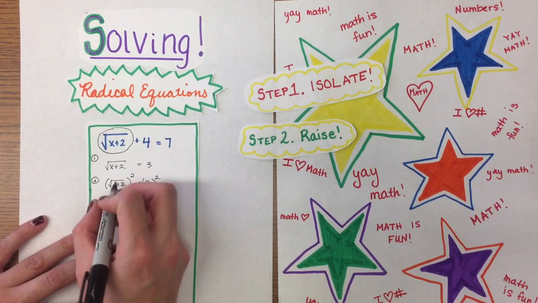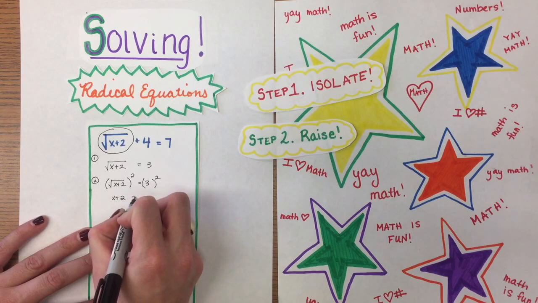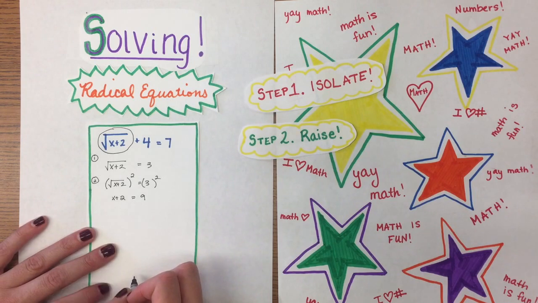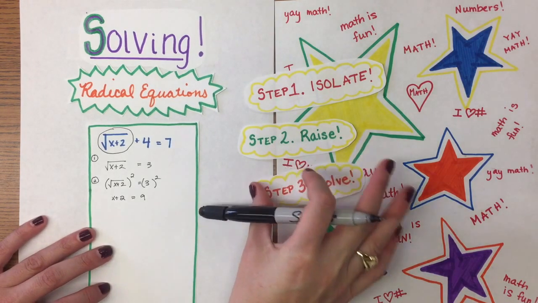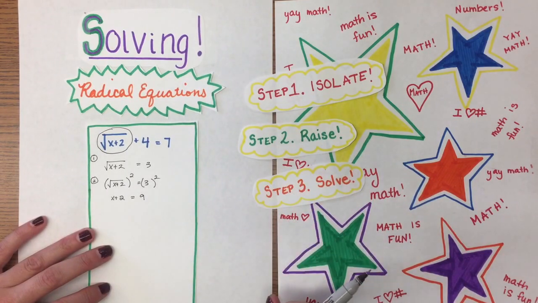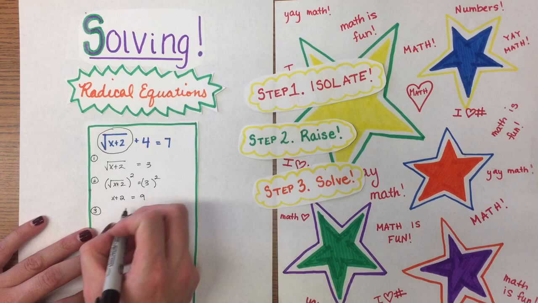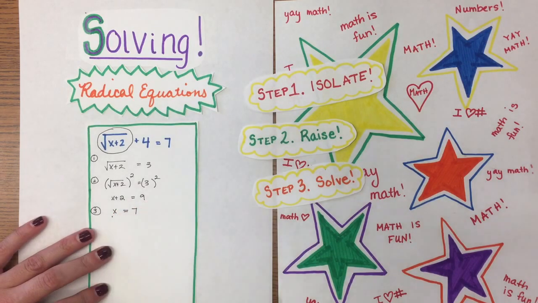So when I square a square root, the square root and the squared cancel out, leaving me with x plus 2. 3 squared is 9, so I have x plus 2 is equal to 9. The third step is that we're going to solve our equation. So we now want to solve this new equation for x, and I do that by subtracting 2 from each side. So x is equal to 7.